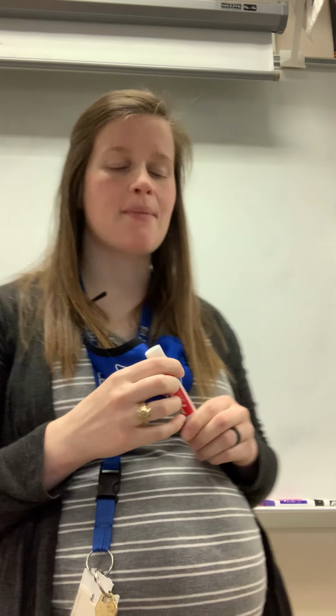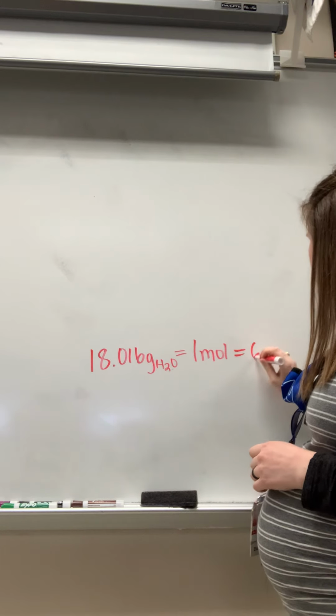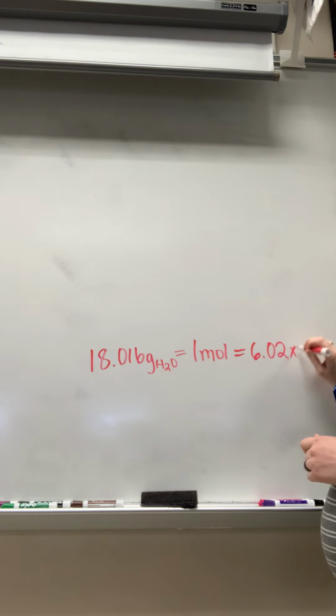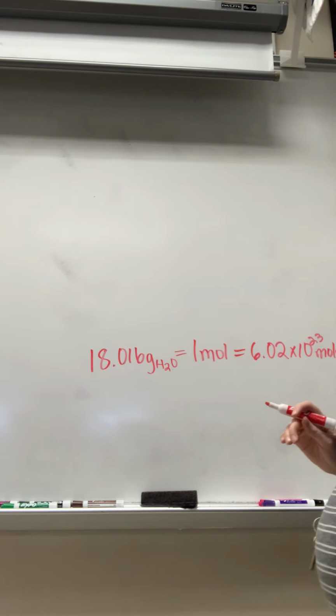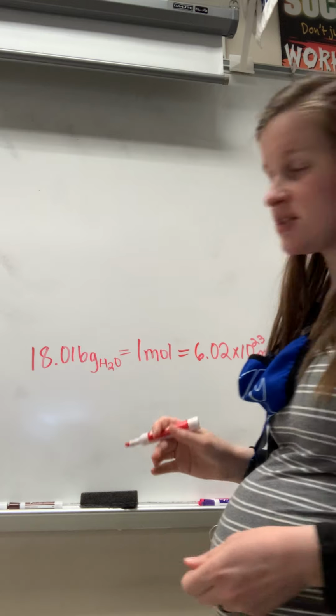If I just took some and weighed it on a balance and figured out how much mass it was, and it came out to 18.016 grams, then I know that I have exactly 1 mole of water. And what does that mean? That means that I have exactly 6.02 times 10 to the 23rd molecules of water. That's what that means, because these are those definitions.